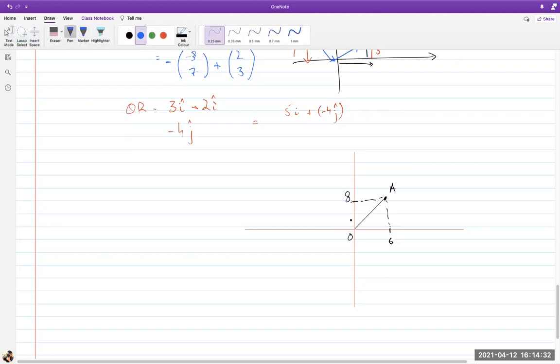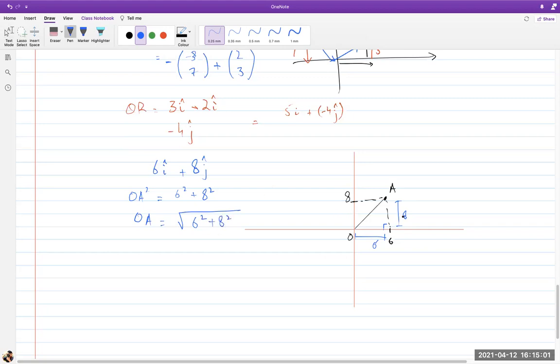So मैं ये कह सकता हूँ कि आपने यहाँ से O से A जाना है. You're going 6 steps in i, basically 6 steps to the right, plus 8j, that is the vector. So this length is 6 and this length is 8. And you see that this is a right angle triangle, right? So I'll simply apply the Pythagoras theorem. So OA square is 6 square plus 8 square, which basically tells me that OA is square root of 6 square plus 8 square.